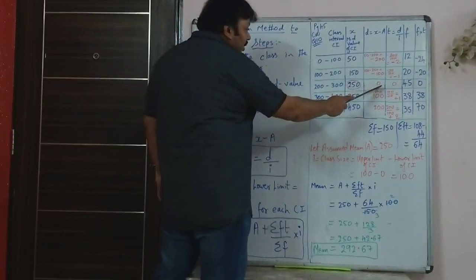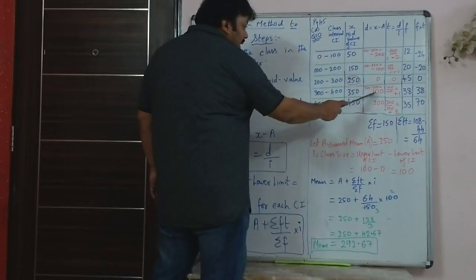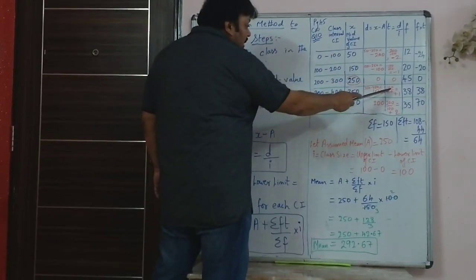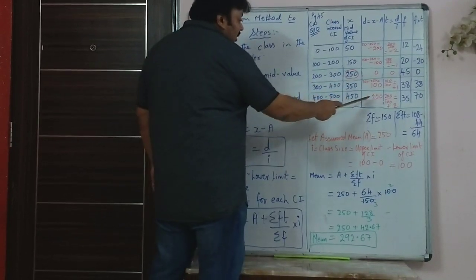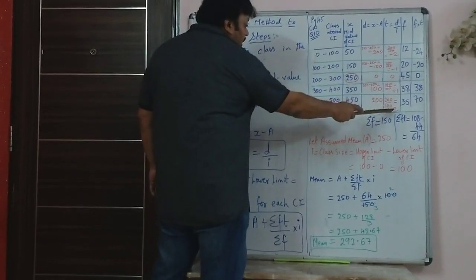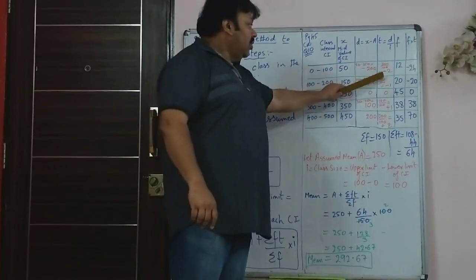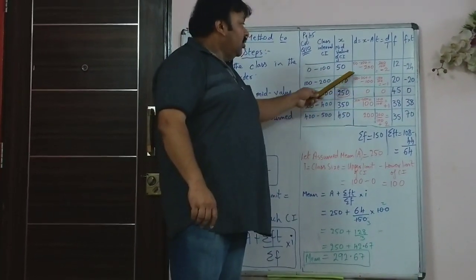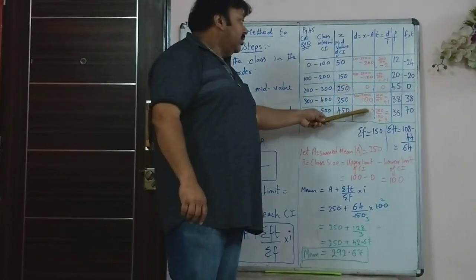So now next one, deviation is 0 upon 100, 0. Then 100, deviation upon 100, the class size, so plus 1. 200 upon 100, that is plus 2. It is very simple. You need not show all these workings everywhere. You can directly write minus 200, minus 100, 0, 100, 200.